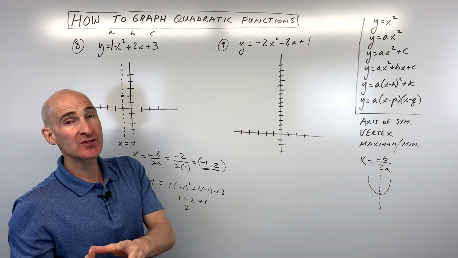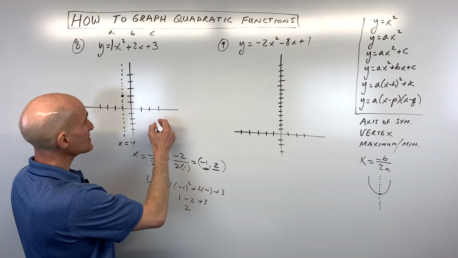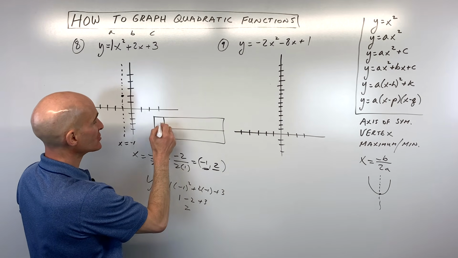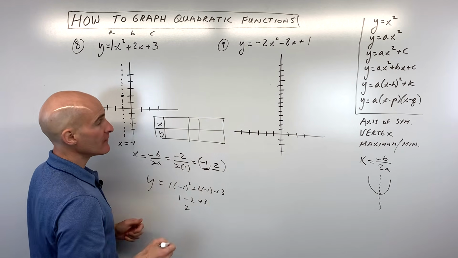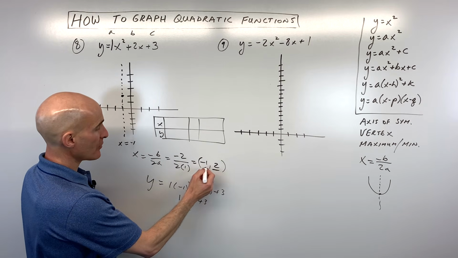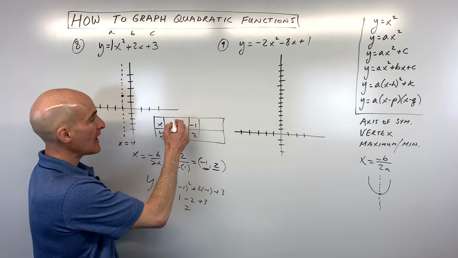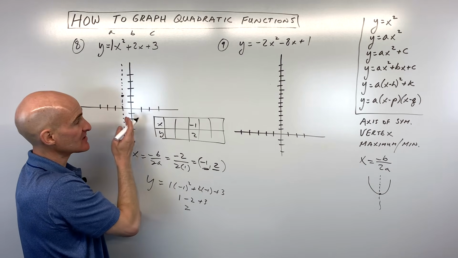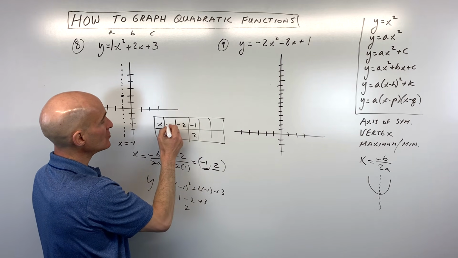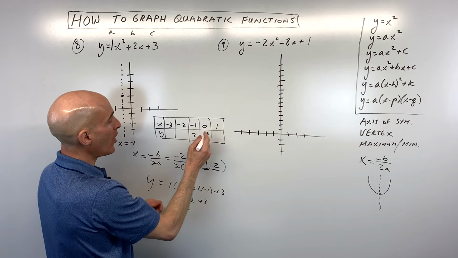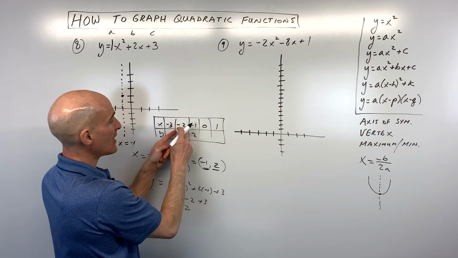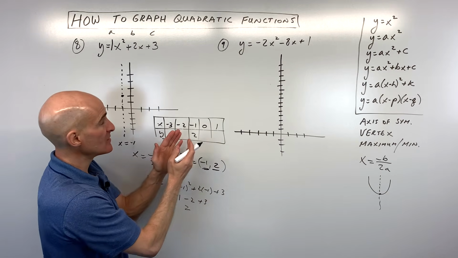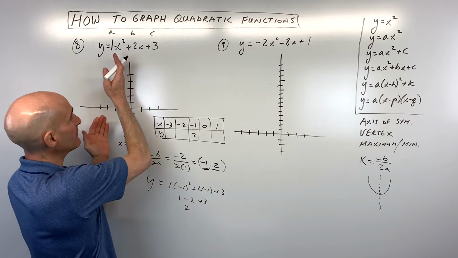Now what students like to do to get a good graph is sometimes make a table like this, in a horizontal fashion. What they like to do is put the vertex in the middle. So you see our vertex is negative 1, 2. Then we pick some points on either side of this axis of symmetry, like negative 2, negative 3, 0, 1. All I'm doing is adding 1, subtracting 1, or adding 2, subtracting 2. And the idea is it's going to be the same on both sides of this line.